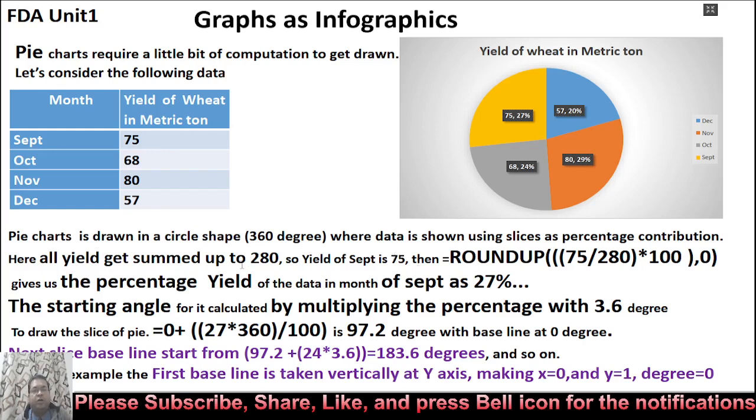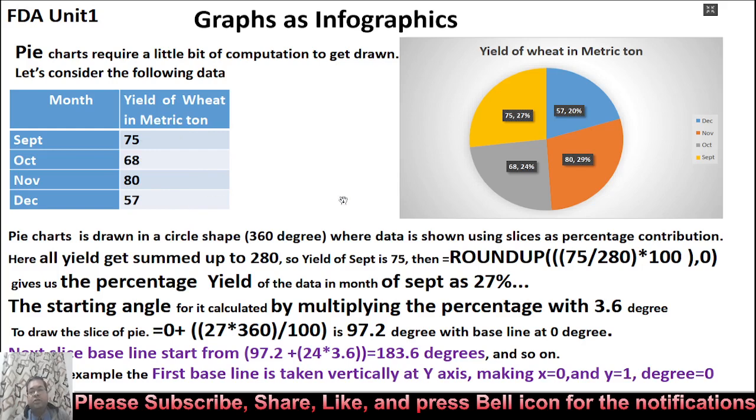So we get 280 and the yield is 75. Then we have to round up this to get the percentage. So 75 divided by 280 into 100, and the round up is done to the 0th place. So it gives us the percentage yield of this 75, which is equivalent to 27%. Once we got this 27%, we require to find out the area that 27% will occupy on the pie chart. So we are having here four parts, 1, 2, 3 and 4, and we know that these four parts are going to occupy all 360 degree.